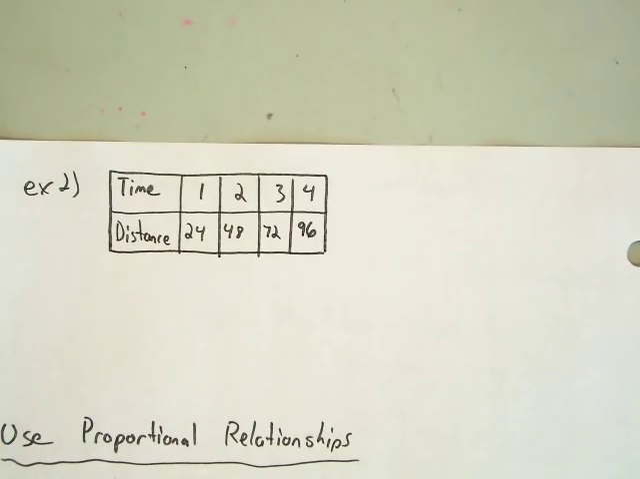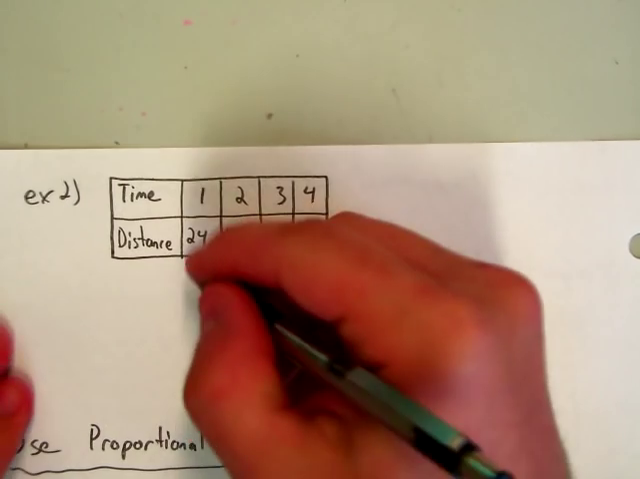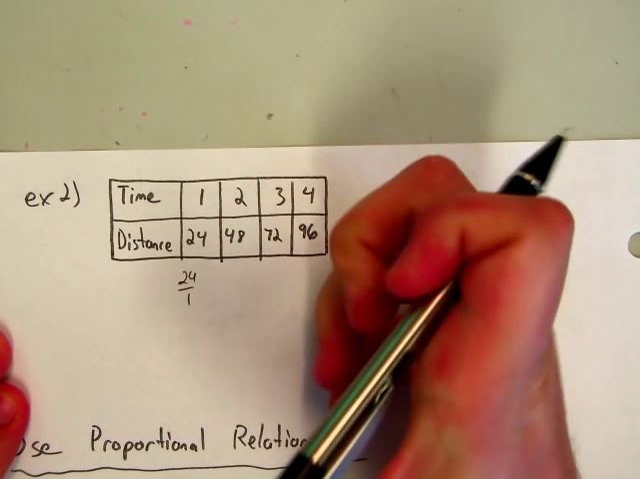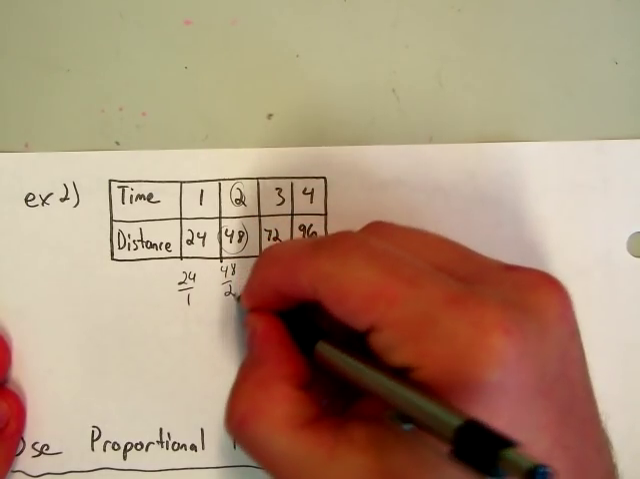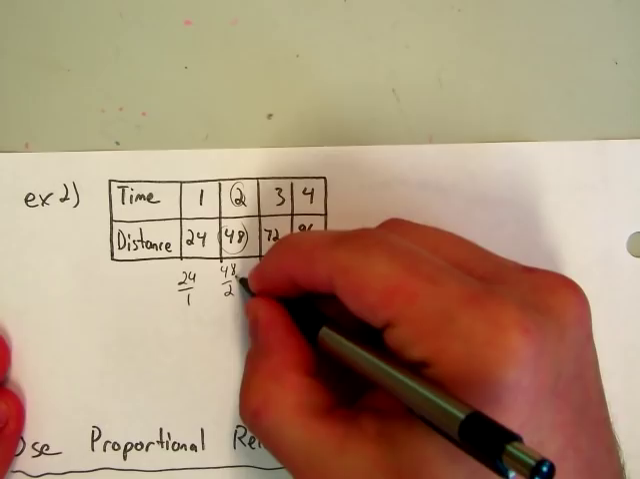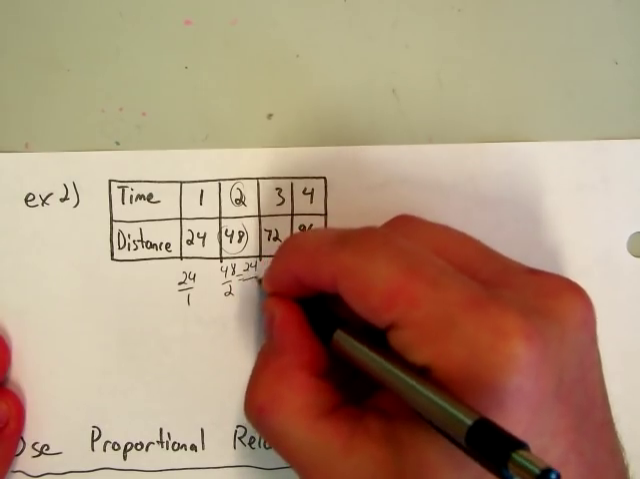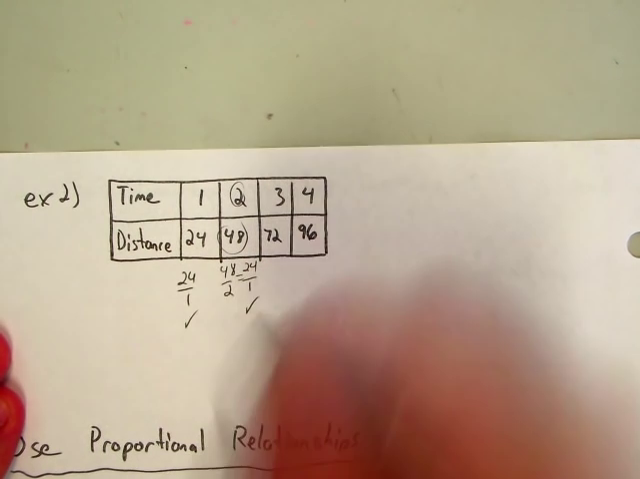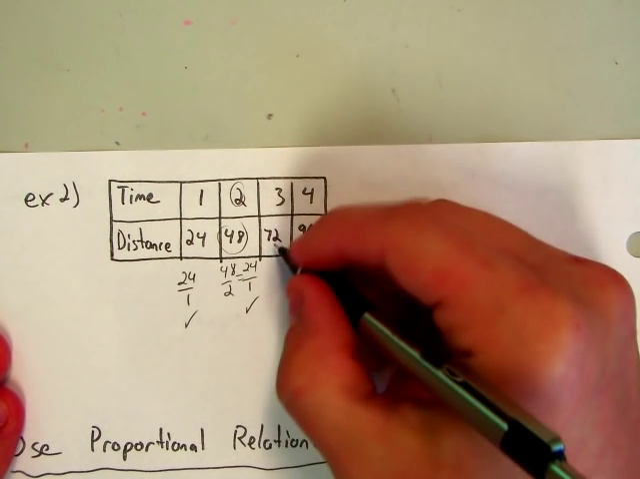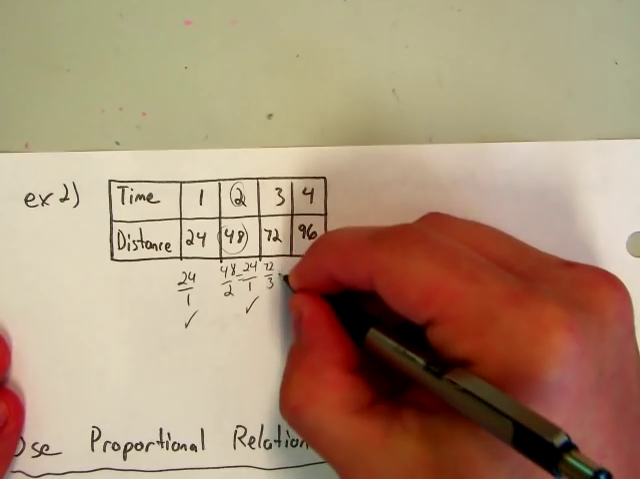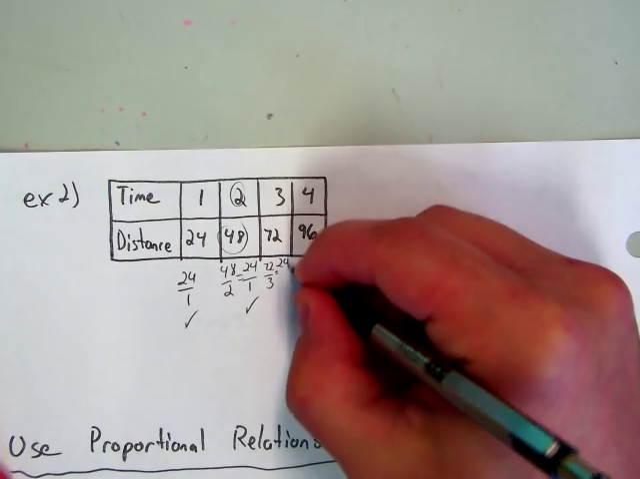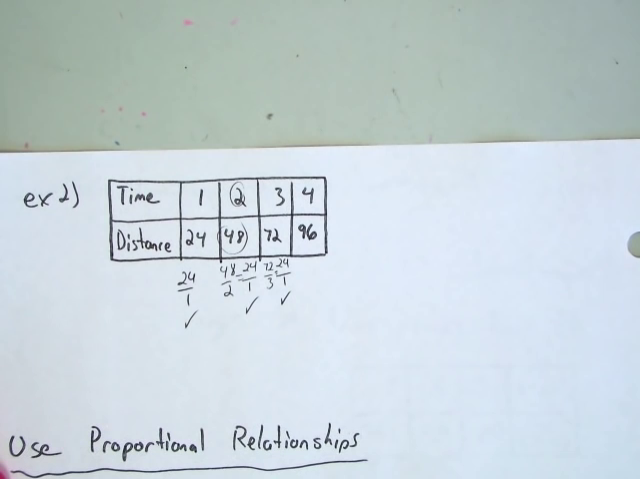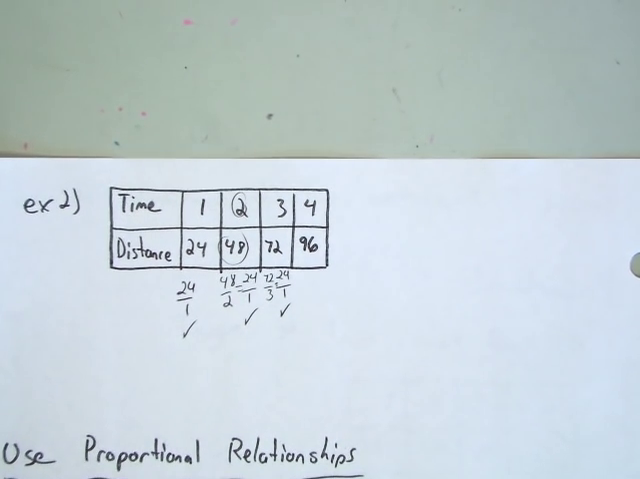Example 2 here. Let's talk about how distance and time relate and see if this is proportional or not. So the first one is 24 over 1, already a unit rate, so that's good to go. 48 divided by 2. To get this to be a unit rate, I have to divide by 2. 48 divided by 2 is 24. 2 divided by 2 is 1. So far, both unit rates are the same. This next set is 72 over 3. Divide both the top and bottom by 3. 72 divided by 3 is 24. 3 divided by 3 is 1. Still the same. Things are looking very good here.